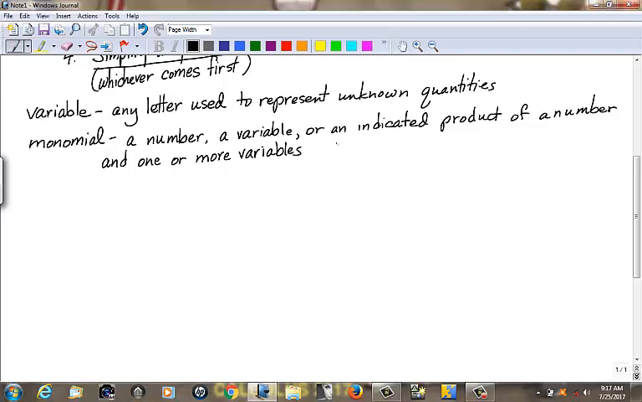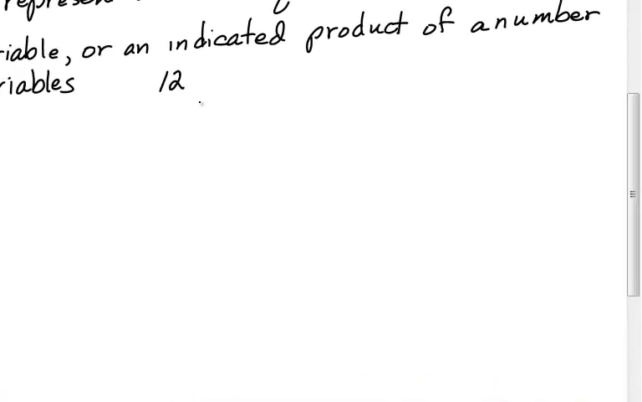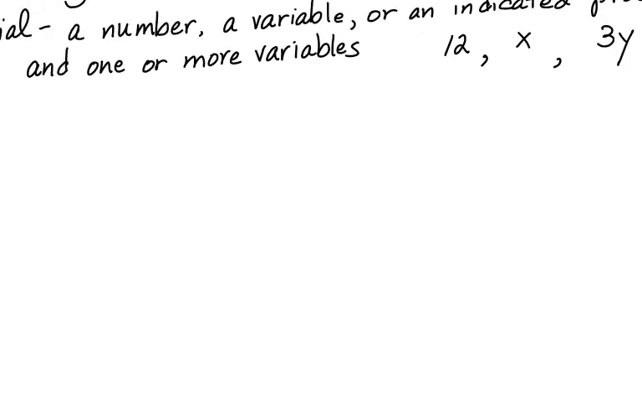Okay, so an example, just the number 12, that's a monomial. A variable like x, that's a monomial. An indicated product like 3y, negative 5x squared y cubed. Those are all examples of monomials. They're each one term.